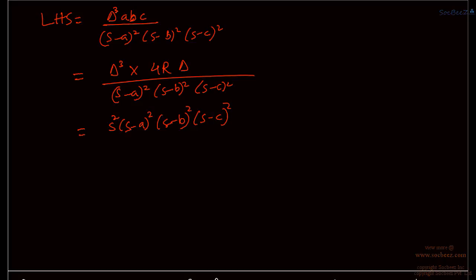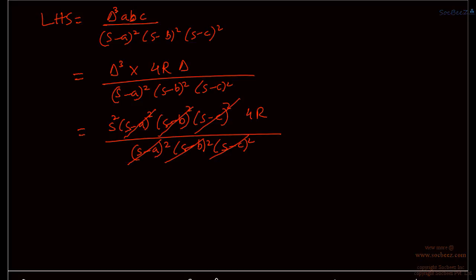So square into 4R by (S minus A) square, (S minus B) square, (S minus C) square. So these terms get cancelled. What I am left with is 4R square, which is my RHS. And hence this is proven.